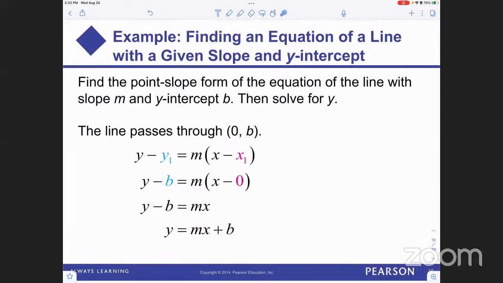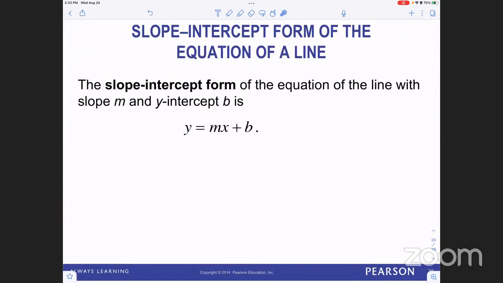So here's a typed version of what we just did. And again, this is called the slope-intercept form, y equals mx plus b. So just to kind of recap, when we're working with lines, we have three formulas that we want to have at our disposal.